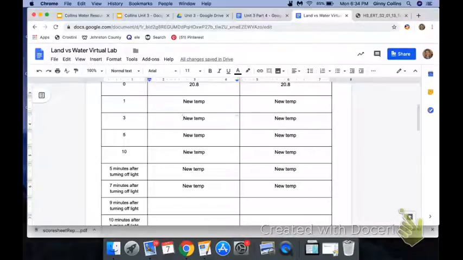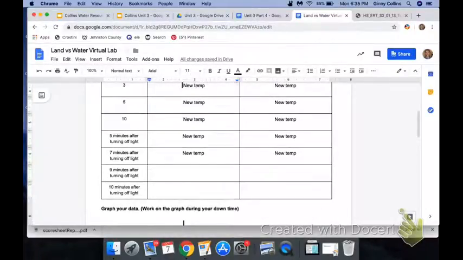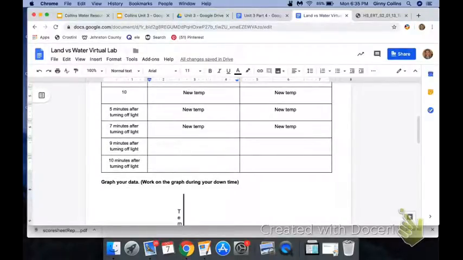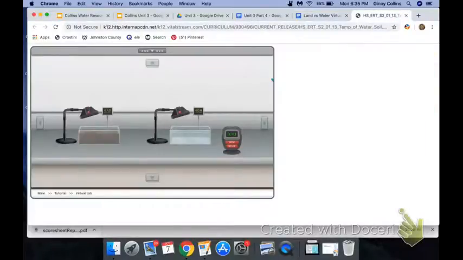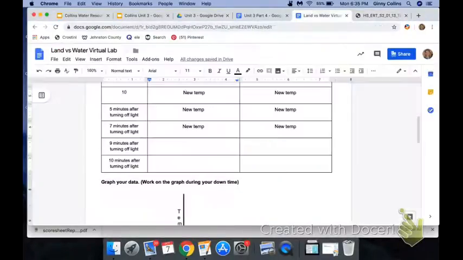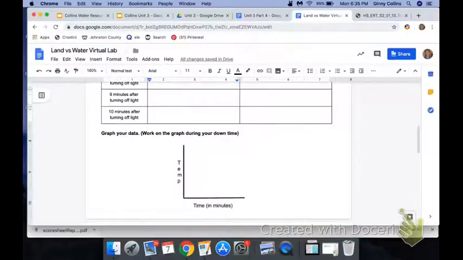It will take 20 minutes total. It should not take any longer for you to do your thing. So if you mess up, it's not the end of the world. Just draw a little line, write down the new time, and you can keep filling in your information, okay? Make sure you are paying attention and you have listened to my instructions and that you read the data table, okay? Once you are done with the data table in the lab and you've turned your lamp off and everything's cooling off, you then are going to graph your data.